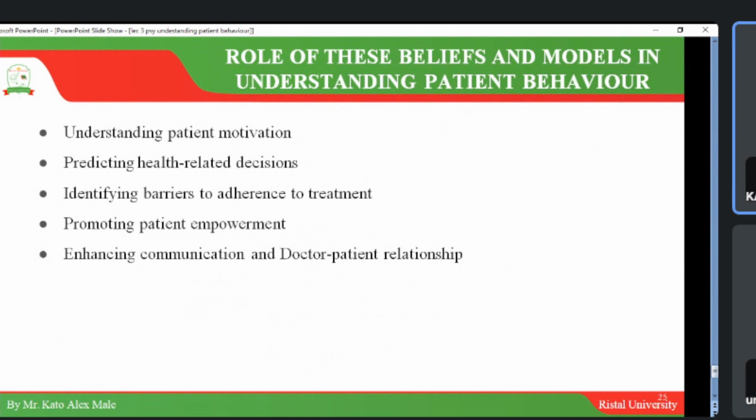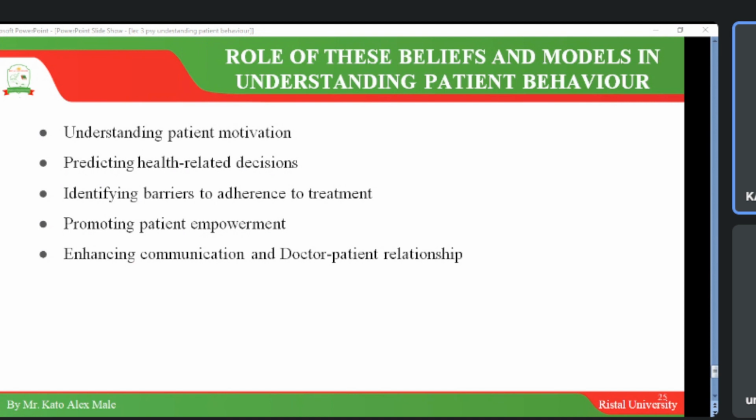We can also use them to identify barriers to adherence to treatment. You get it? Yes, we try to use these models and beliefs to get what really hinders patients to adhere to drug, what limits their compliance. And then another role is in promoting patient empowerment. Yes, it has a role in promoting patient empowerment, whereby it improves these models. If you learn them, you improve patient rights.